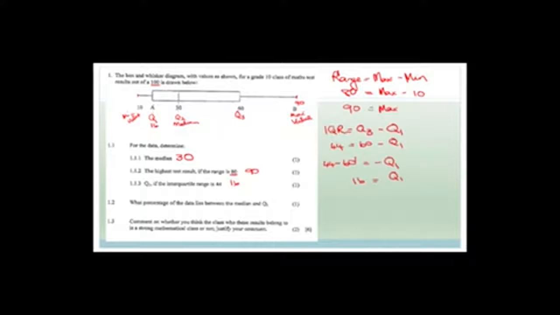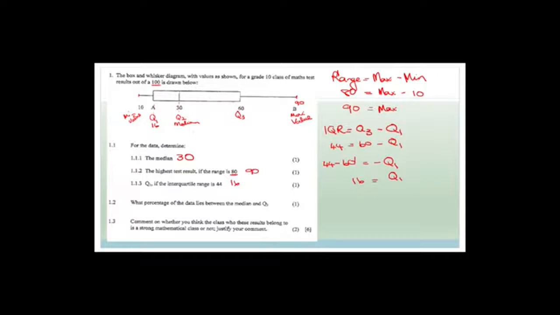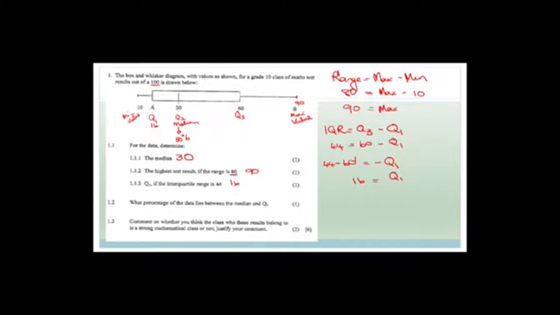Well, you need to think about that. If you don't know it off the top of your head, then you need to think about this. Do you agree that Q2 represents 50% of the data? In other words, it is the middle. Then in order to find Q1, we find the middle between the minimum value and Q2. So this must be 25%. And then Q3 is halfway between the median and the maximum value. So that is 75% of the total data. So therefore, the percentage of data that lies between the median and Q3 has to be 25%. It's a quarter of the data.